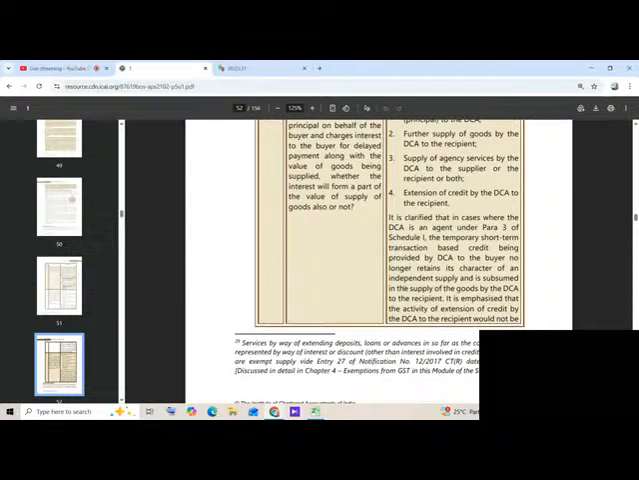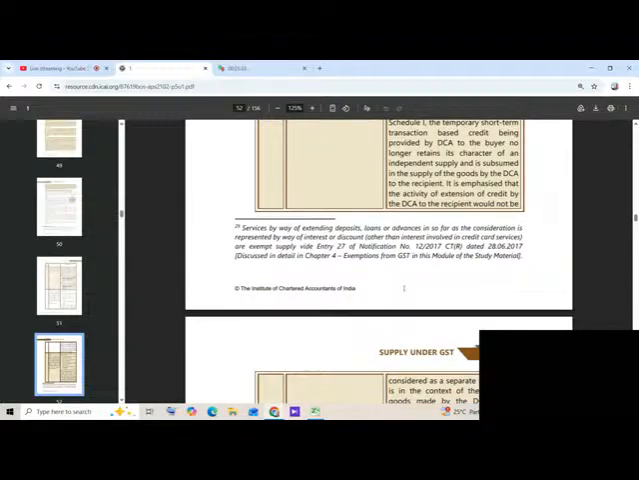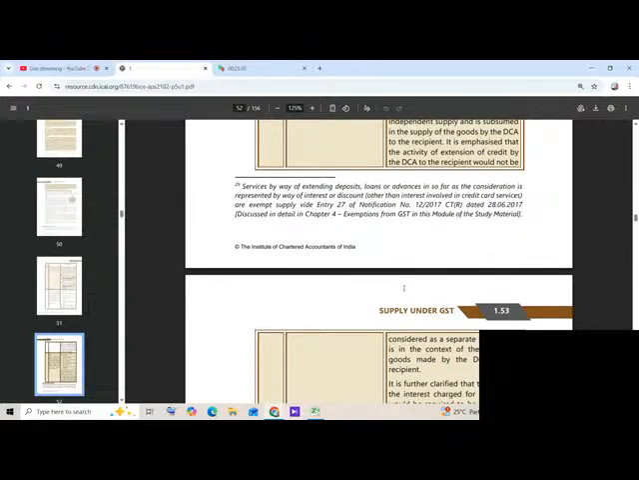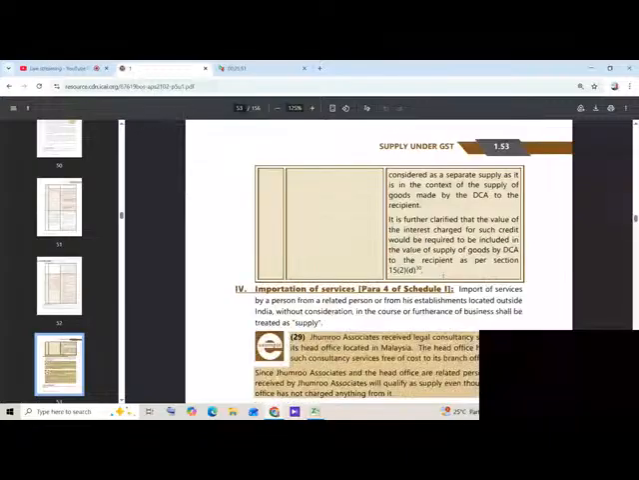It is emphasized that the activity of extension of credit by the DCA to the recipient would not be considered as a separate supply as it is in the context of the supply of goods made by the DCA to the recipient. It is also further clarified that the value of the interest charged for such credit would be required to be included in the value of supply of goods by DCA to the recipient as per section 15(2)(d).